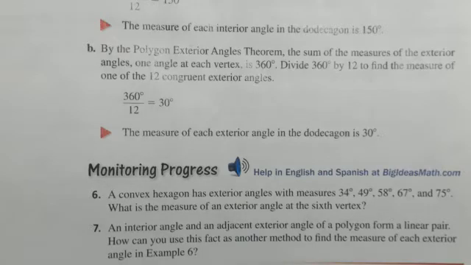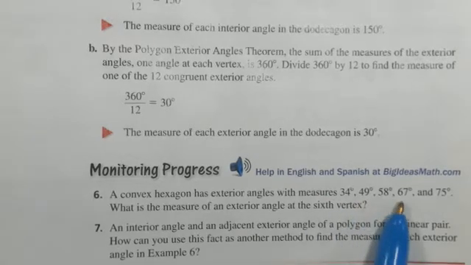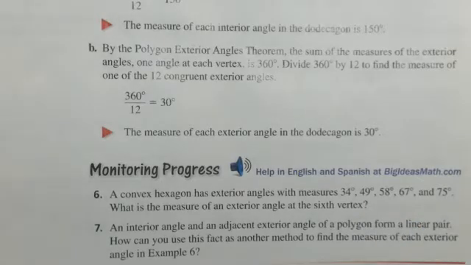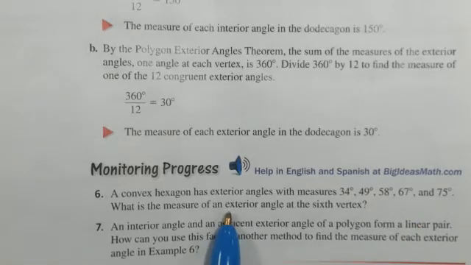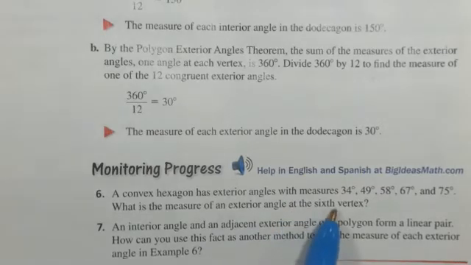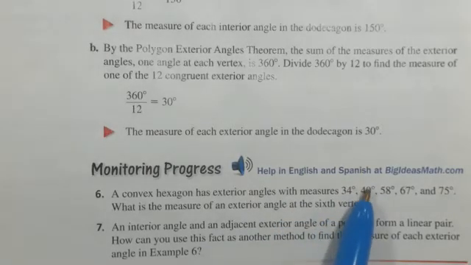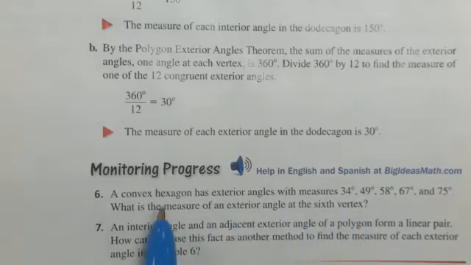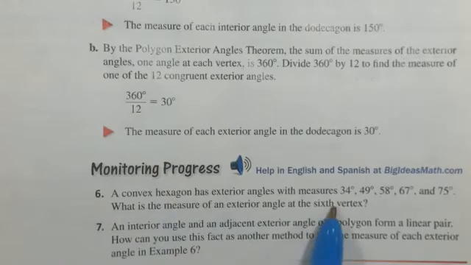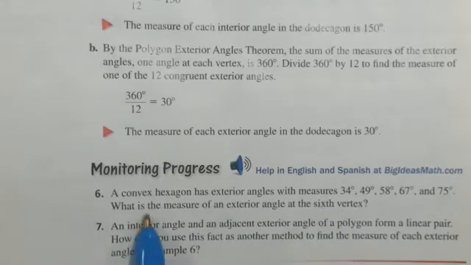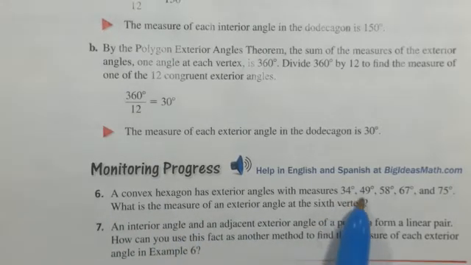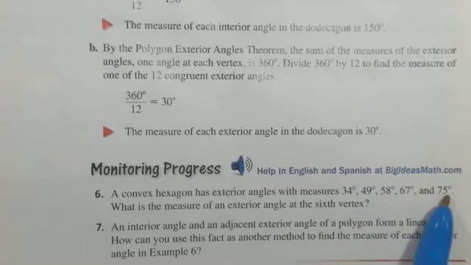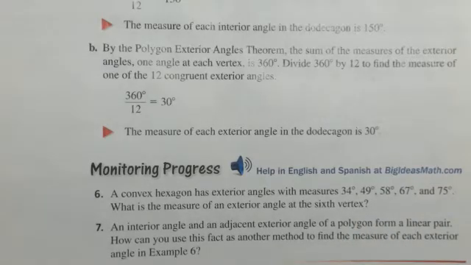Monitoring progress number 6. A convex hexagon has exterior angles with measures 34, 49, 58, 67, and 75. What is the measure of an exterior angle at the 6th vertex? Okay, we have 1, 2, 3, 4, 5 angles given. We're missing a 6th angle. We know it's a hexagon, so it has 6 sides. So all you do to find the missing exterior angle is add all these up and subtract from 360, and that's what we'll be missing.